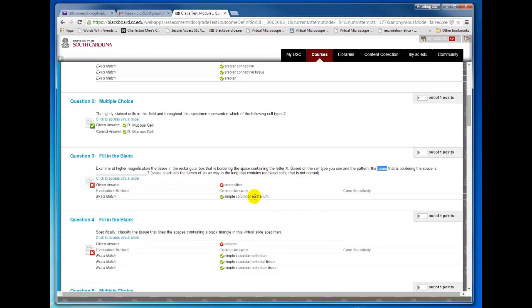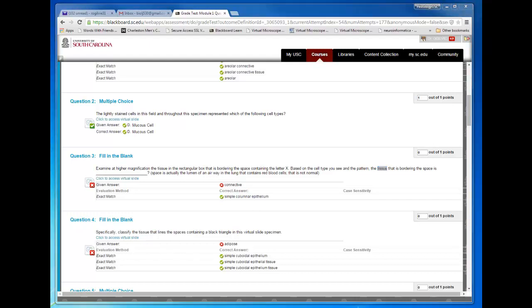If it were connective tissue, you would have had to put loose connective or dense, regular connective or dense, irregular connective. Now in this case, it wasn't even connective tissue. It was simple columnar epithelium. And I would like to show you the specimen and point out a couple important things.